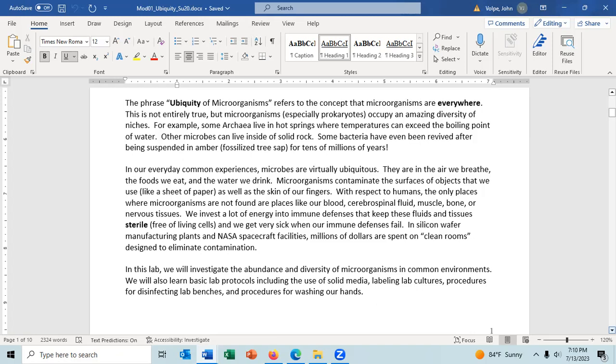Humans only have microorganisms in a few places. We do not normally have microorganisms in our blood, in our cerebrospinal fluid, in our muscles, bone, and nervous tissue. We actually spend a lot of energy with our immune defenses to keep the internal body clean of microorganisms. We call something sterile if it is free of living cells.